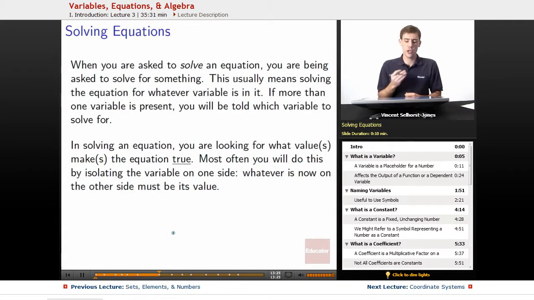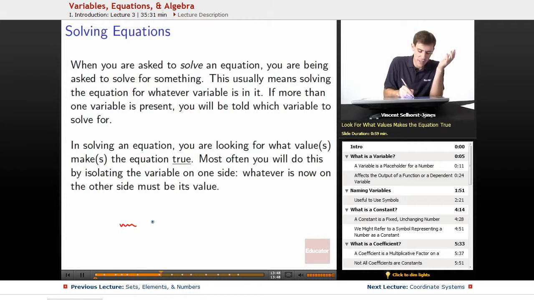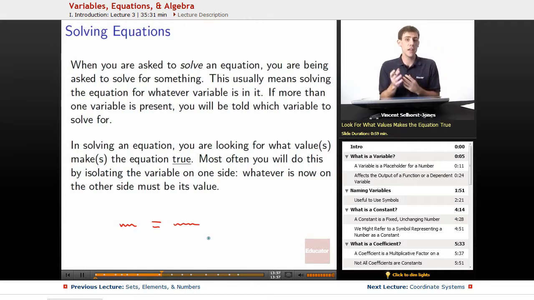When you're asked to solve an equation, you're being asked to solve for something. This usually means solving the equation for whatever variable is in it. If more than one variable is present, you'll be told which variable to solve for. What does solving an equation mean? It means you're looking for the things that make the equation true, right? You are told that this side equals this side, right? Stuff on left equals stuff on right. But they've both got variables in it, or one side has just one variable in it. But the point is that depending on what that variable is, or depending on what those variables are, that equation might no longer be true. So what you need to do is make sure that this is true.